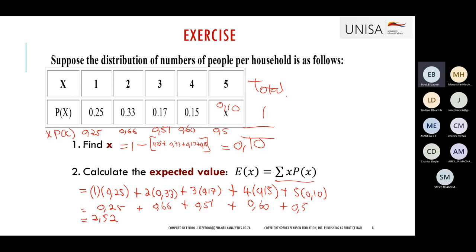At a later stage, we're going to use that for all the activities and examples that are going to follow. I'm going to use the same table. So just remember that we've calculated the mean, and our expected value is 2.52. Remember that. And also in our table, 5 corresponds with 0.10. Just always remember that later on when we use the same table to substitute the values. Any question? Easy, right? Straightforward.